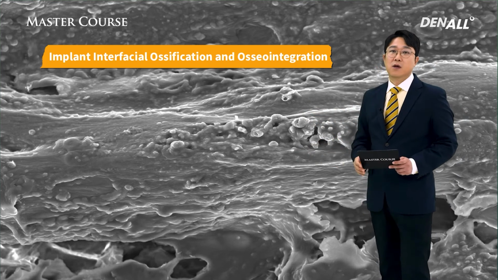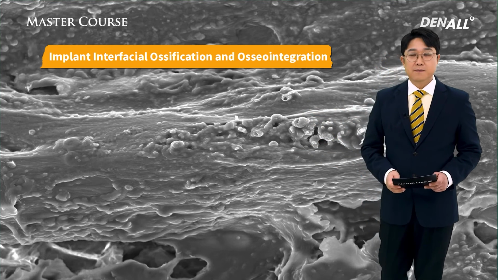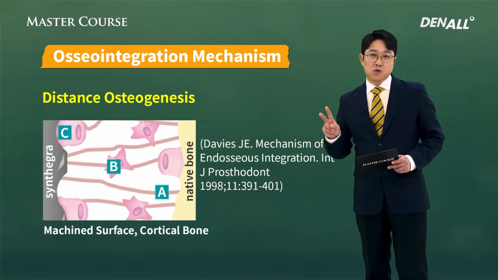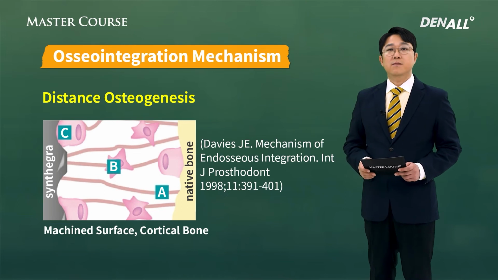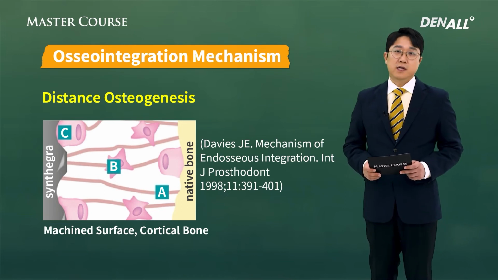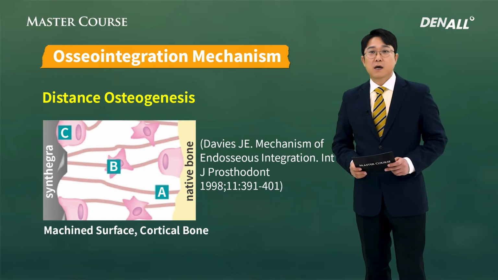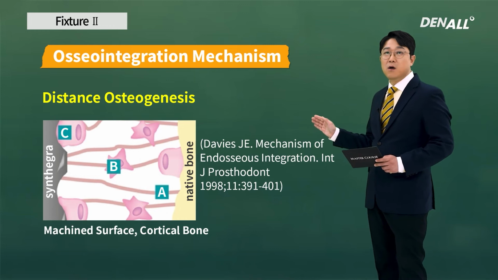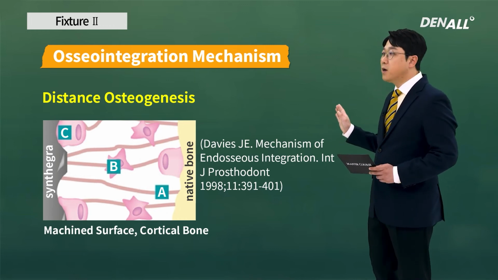Creating the secondary stability. The osseointegration mechanism is explained by Davies with two things: contact osteogenesis and distance osteogenesis. First, let's have a look at the distance osteogenesis. As you can see, from the host bone toward the implant, bone is formed and progressing.